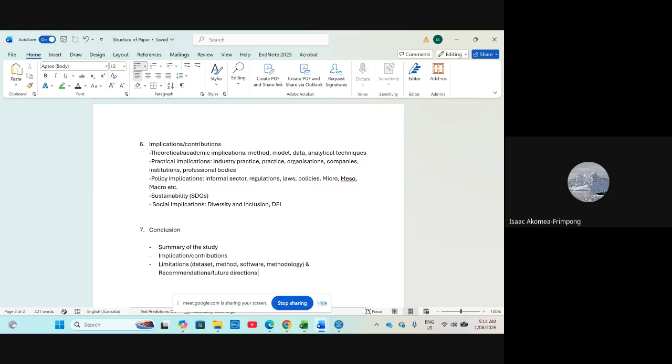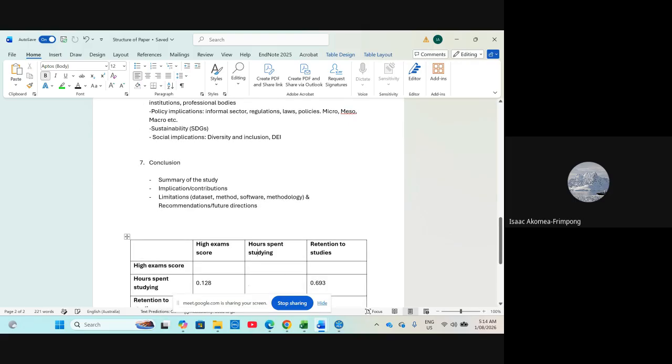So if I say my sample size was small, I can suggest that in future studies, they should collect more data. And that's it. So that's the structure. And then the last part is your references.